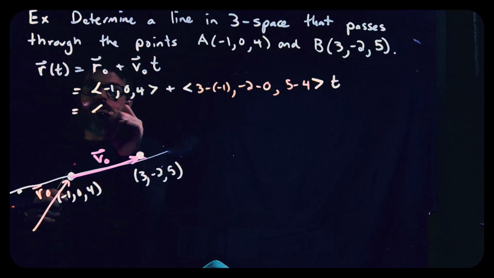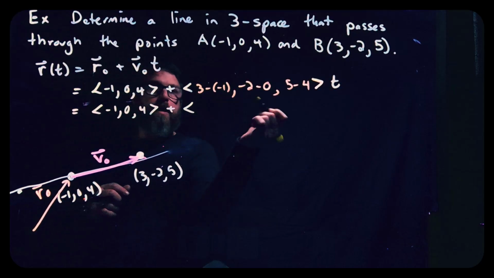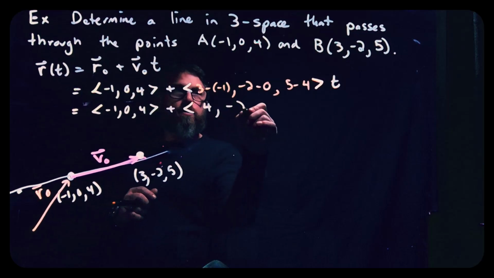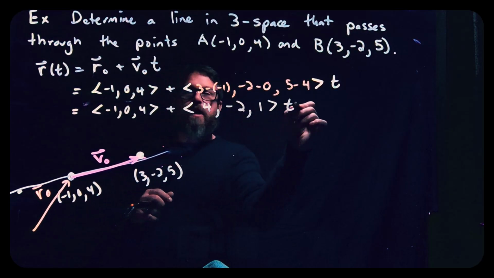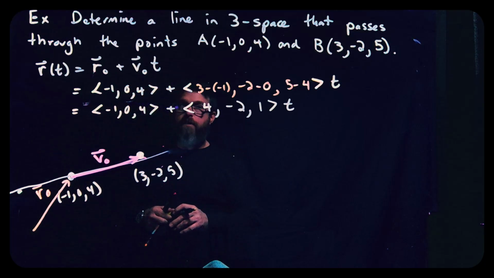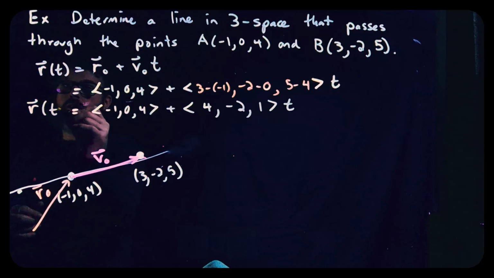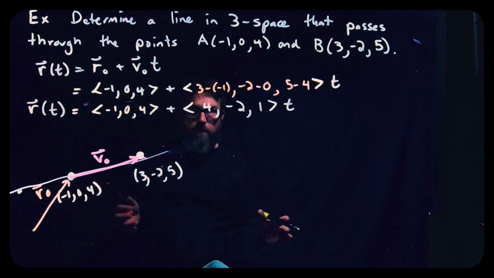So this is going to be equal to -1, 0, and 4. And then plus, 3 minus -1 is going to be a 4. This will be -2, and this will be equal to 1 times t. And that's fine. There's nothing wrong with that vector if we want to write it this way, in this vector valued form for our line.